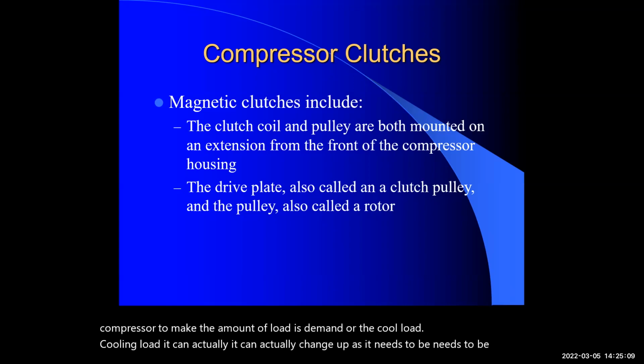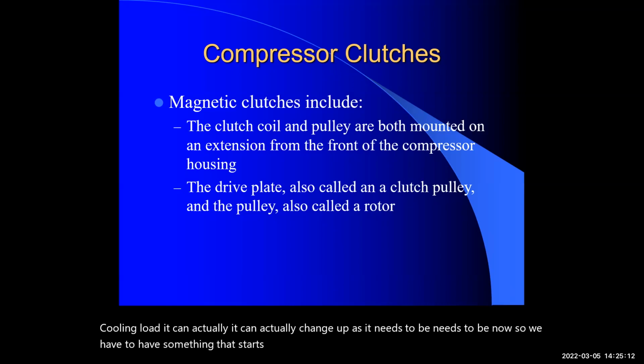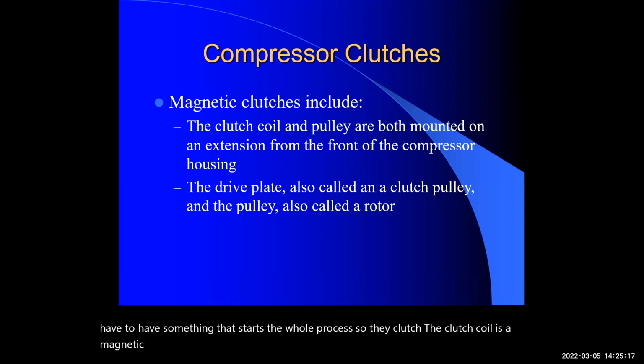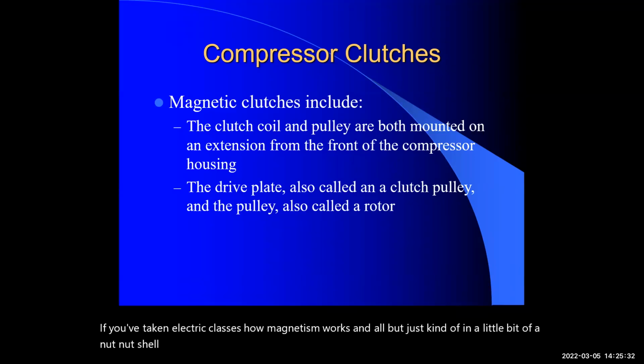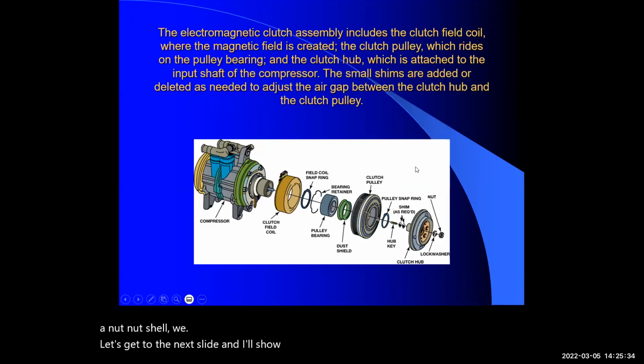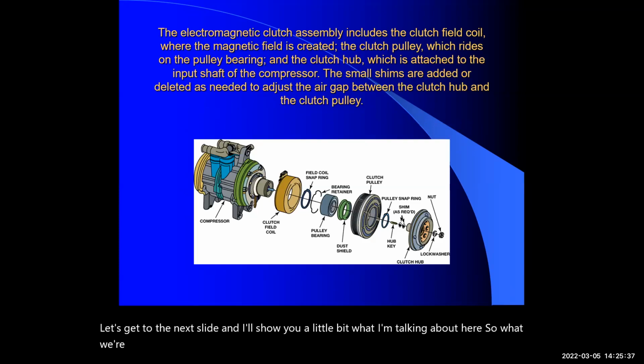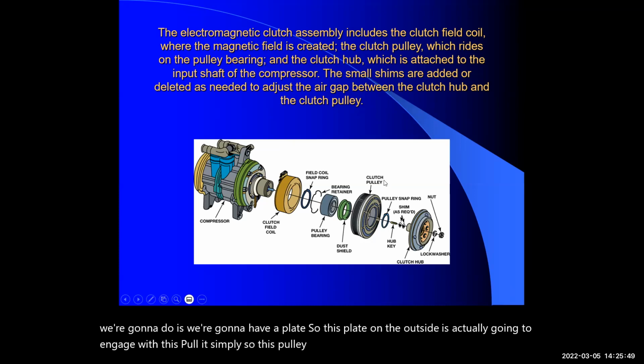Now, so we have to have something that starts the whole process up. So the clutch coil is the magnetic clutch coil assembly. If you've taken electric classes, you know how magnetism works and all. But just kind of in a little bit of a nutshell, well, let's get to the next slide and I'll show you a little bit what I'm talking about here. So what we're going to do is we're going to have a plate. So this plate on the outside is actually going to engage with this pulley assembly. So this pulley assembly is where the belt is connected to.